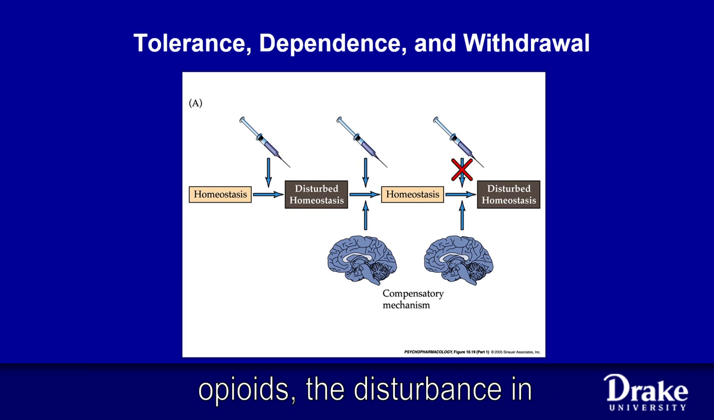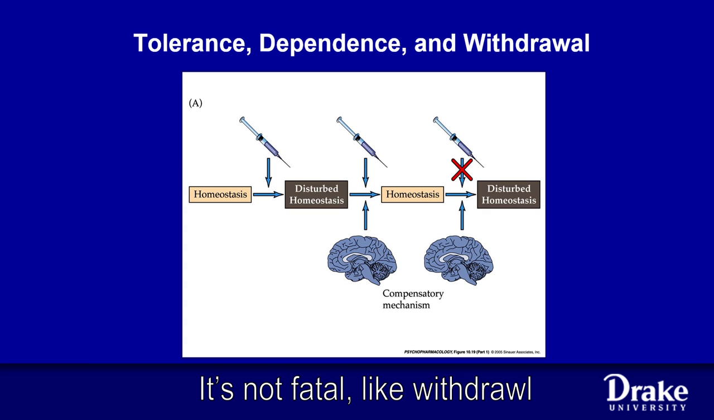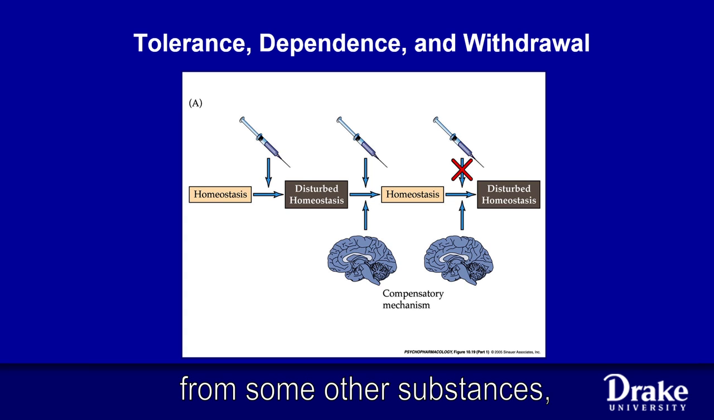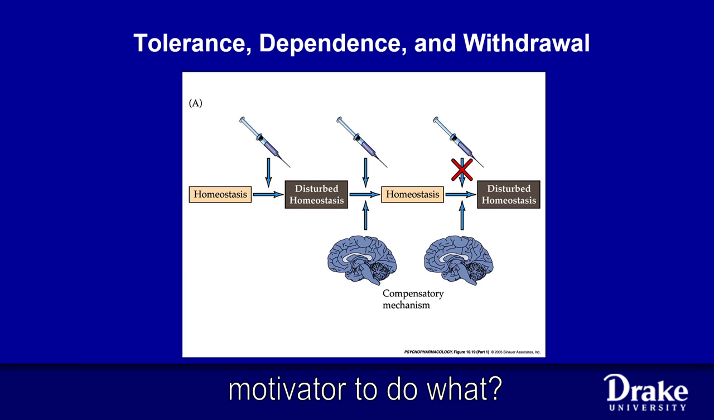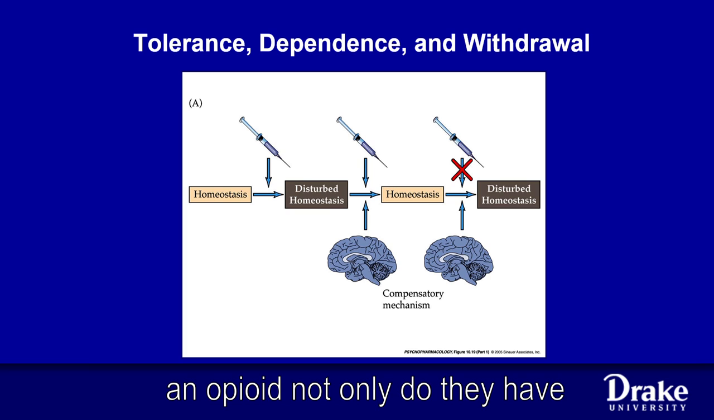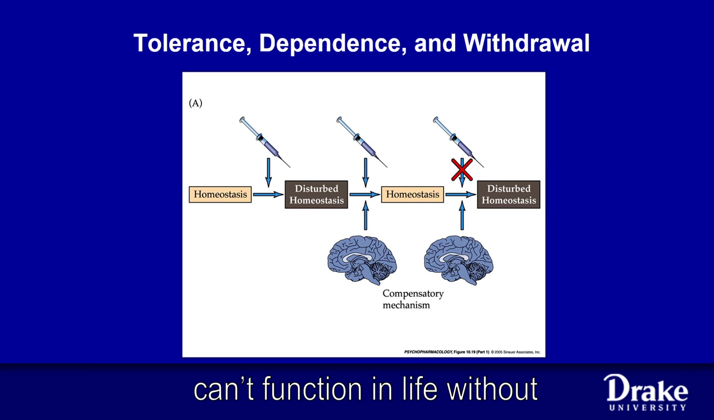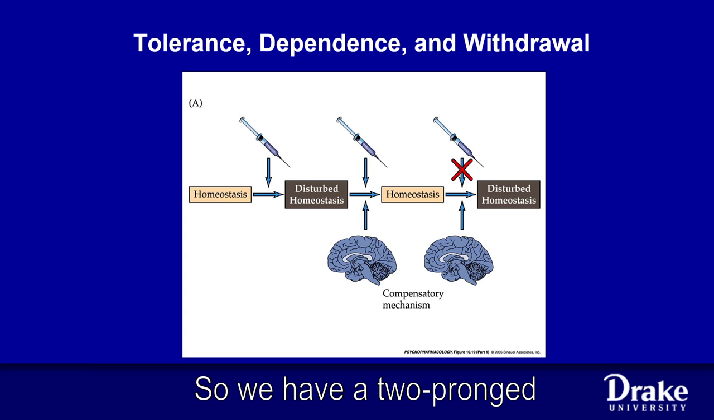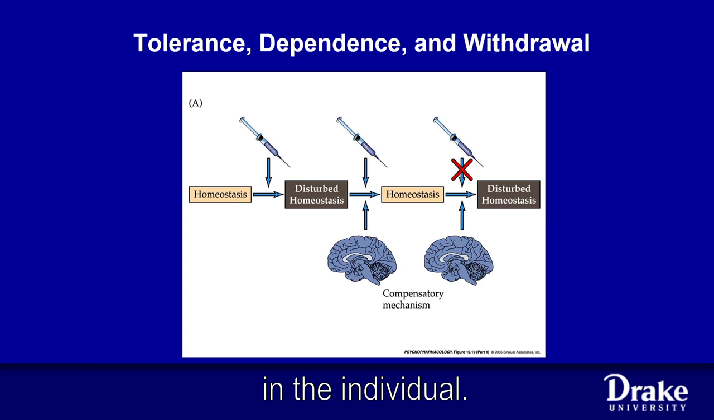And it turns out in the case of opioids, the disturbance in homeostasis that's in the opposite direction of the drug feels very, very, very bad. It's not fatal, like withdrawal from some other substances. But the individual feels like they're going to die. It feels like the worst case of the flu that they've ever had. Now think about this. This becomes a powerful motivator to do what? To use the drug and re-achieve homeostasis. So the individual who's abusing an opioid, not only do they have this survival-like compulsive drive to get high, they also can't feel well and can't function in life without the drug. So we have a two-pronged reason here for the drug abuse that I would submit, as respectfully as I can, has nothing to do with moral failings in the individual. It has to do with what's happening to their brain and body physiologically.